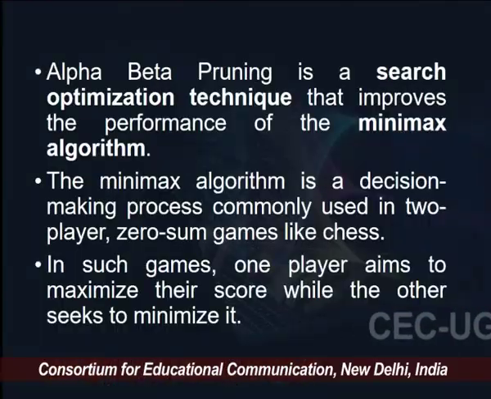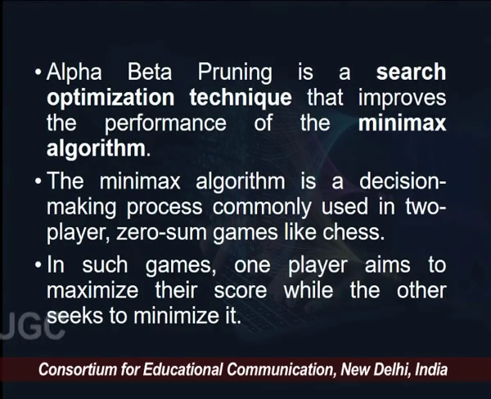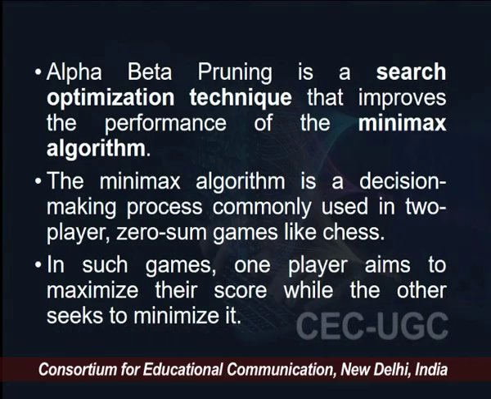Now, this alpha beta pruning algorithm was discovered independently, not in the context of artificial intelligence specifically, by researchers in the 1900s. More specifically, it is a search optimization technique that improves the performance of the minimax algorithm. Minimax is a decision making process commonly used in two player zero sum games like chess, and in such games when one player aims to maximize their score, the other seeks to minimize it.